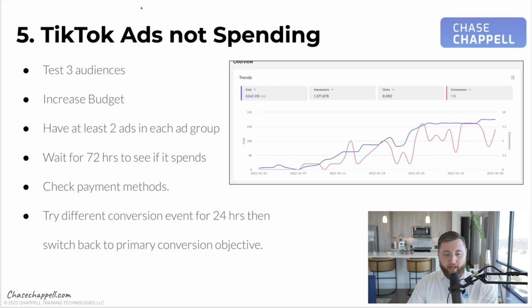And once it actually starts spending, you can switch it back after about 24 hours, and then all of your other campaigns should be activated and are able to actually spend. So go ahead and try switching around those primary conversion objectives until it starts spending. Once it does, you can flip it back to the main one you want to focus on. So if that's purchases, then you'd focus on purchase conversion campaigns. So that way you can actually have spend deliver on your TikTok ads.